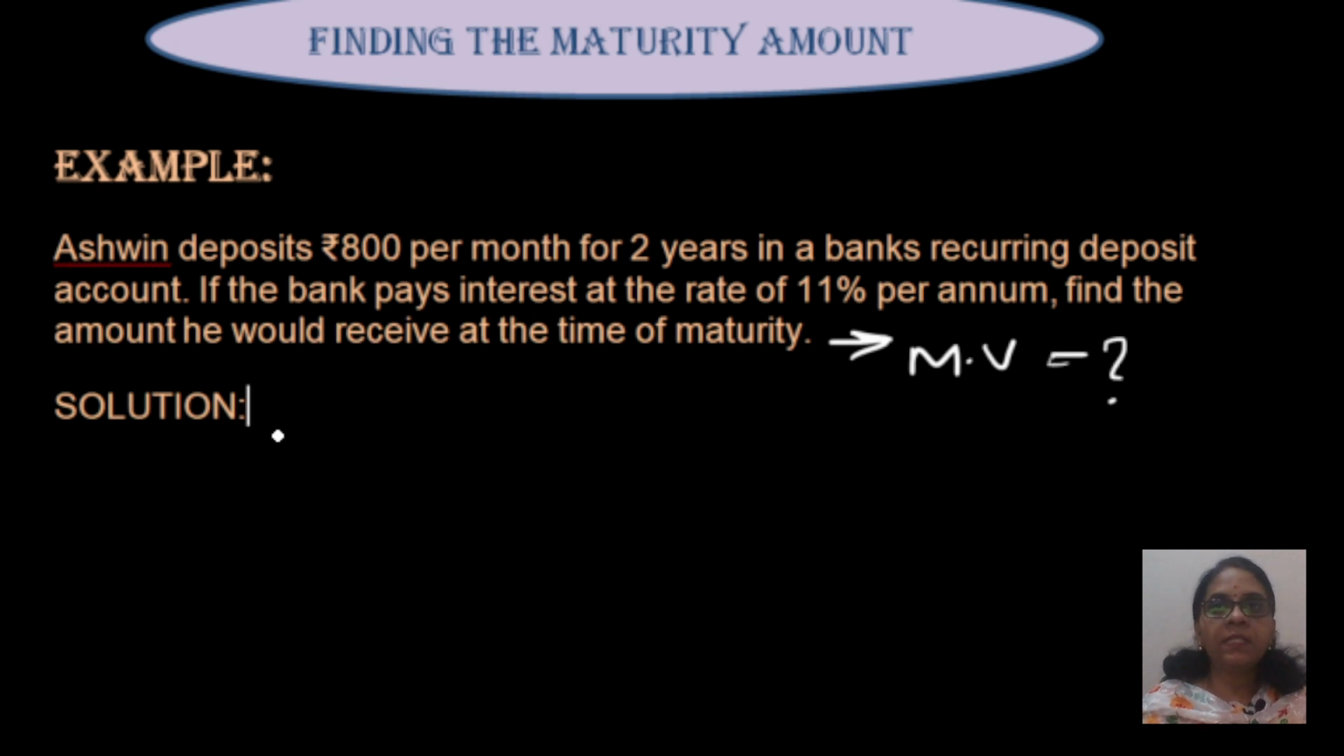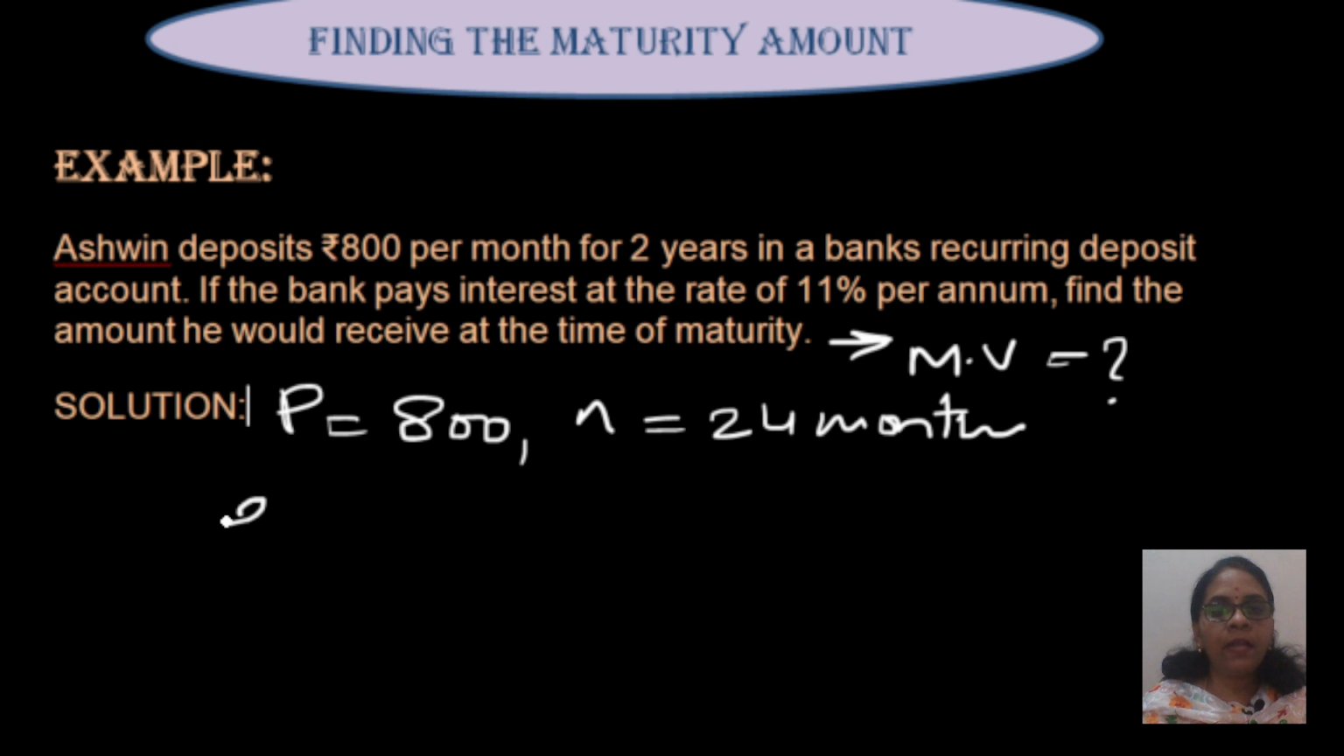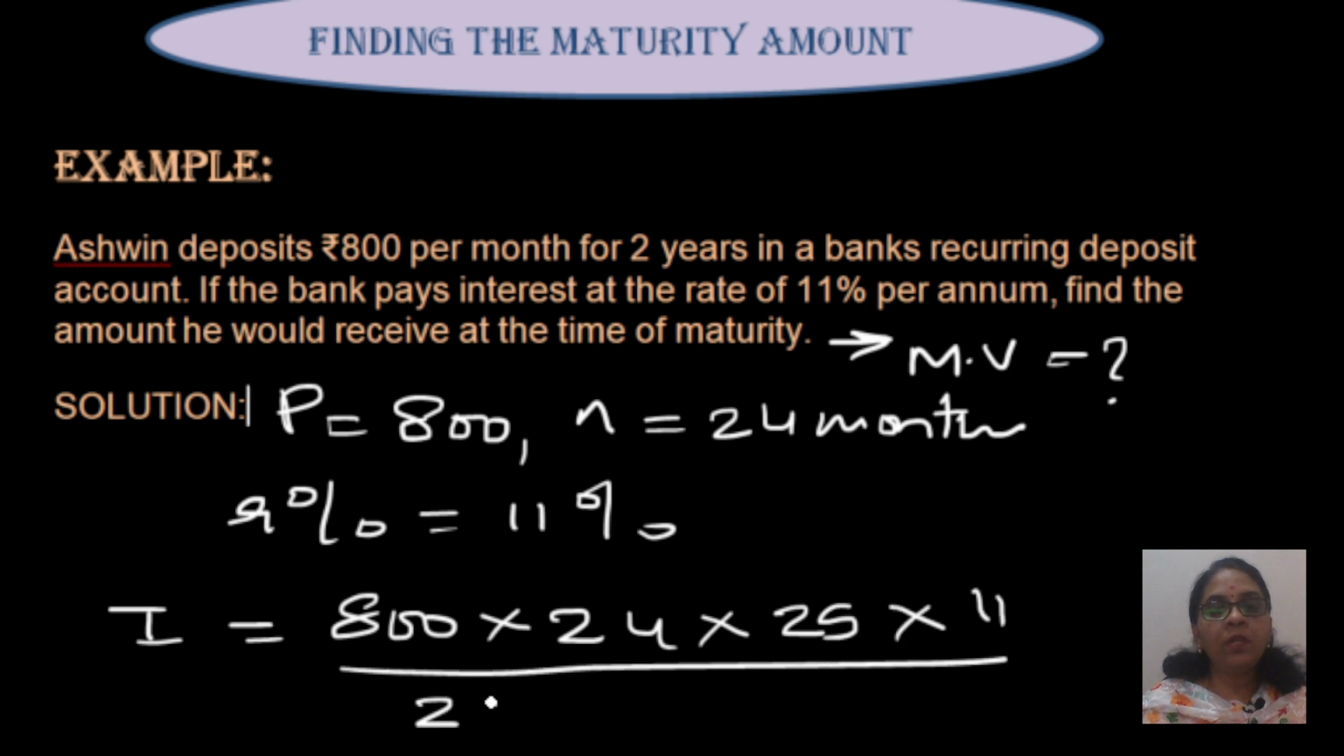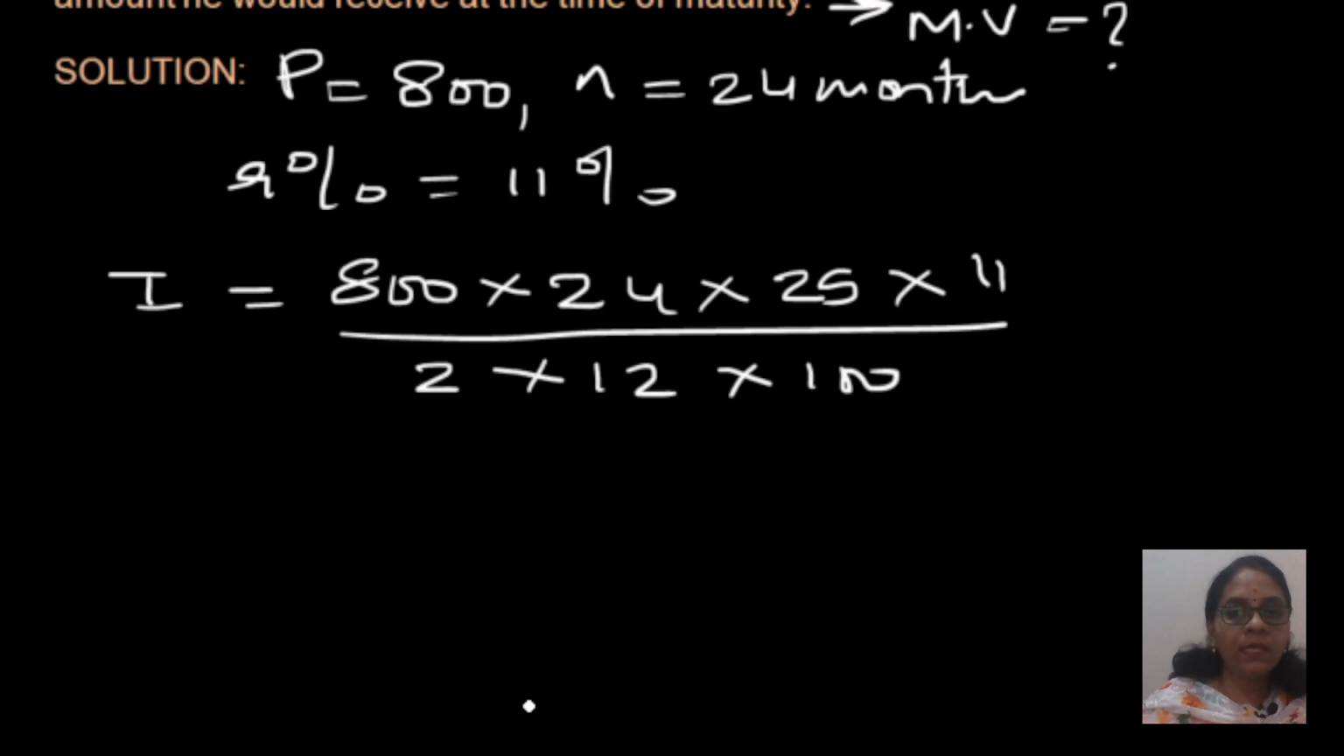And what is given? Principal is equal to 800 rupees. Time is equal to 2 years, which is 24 months. And the rate percent is 11%. So what's the formula for interest that we have learned? Interest is equal to P into N into N plus 1, so 800 into 24 into 25 into R, 11 by 2 into 12 into 100. Now, if we simplify this, everything will get cancelled.